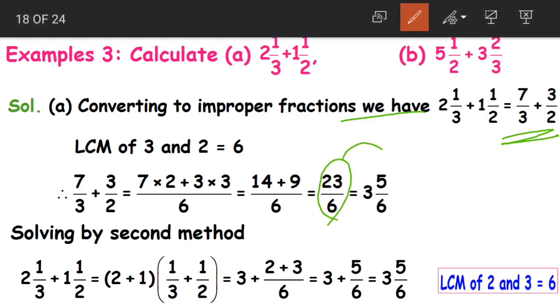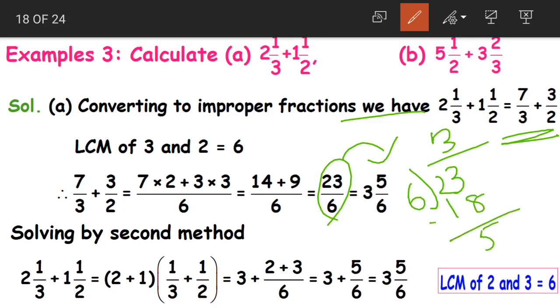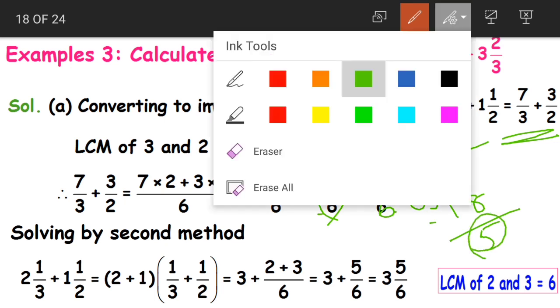23 by 6. Again, how do we convert it into a mixed fraction? Now 23 divided by 6. We know that 6 3s are 18. Now when we subtract this, the answer is 5. So 6 is written as it is here. The whole number part becomes the quotient and the remainder becomes the numerator. Clear, students? Yes.